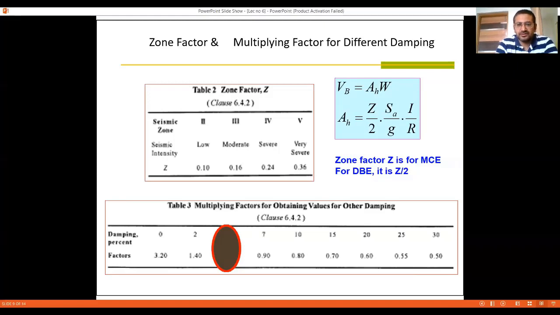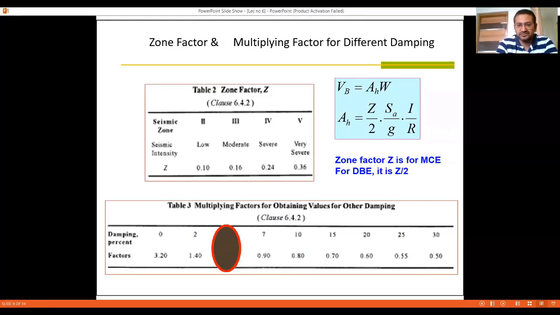Now, one important note to keep in mind is that the zone factor Z for MCE is Z, and for DBE it is Z by 2. As we discussed in the previous slide, there are 2 types of earthquake that the code discusses. First is the maximum considered earthquake, that is MCE. Second is the design basis earthquake, that is DBE, right?